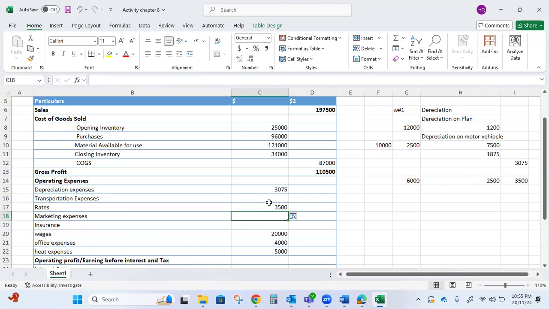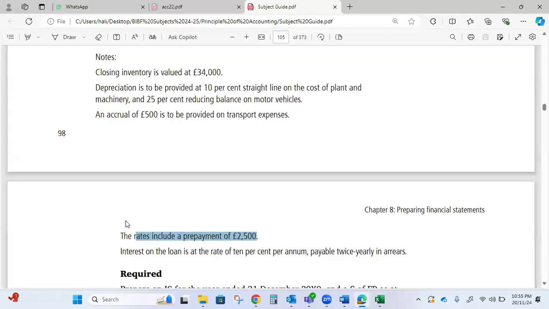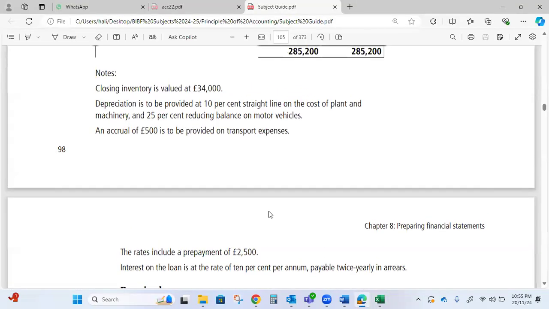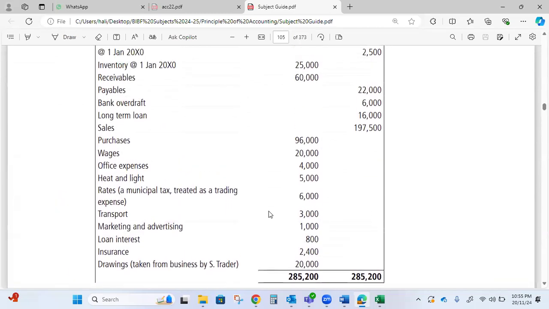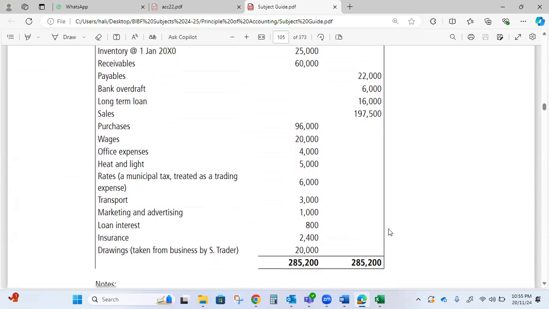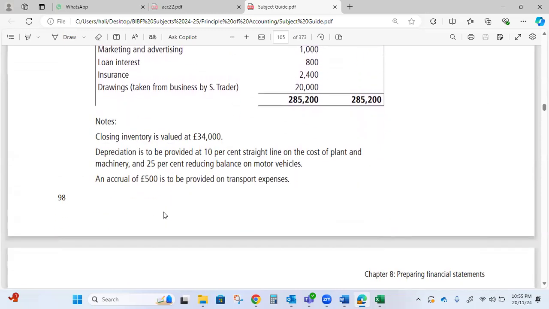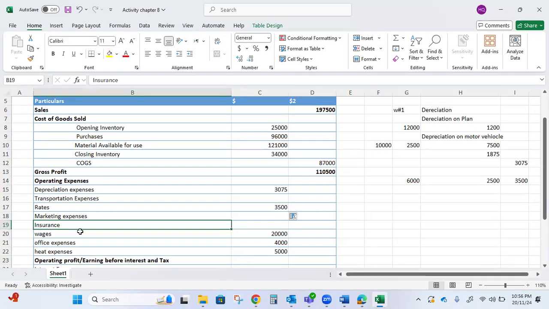Now, two or three more expenses are left to be categorized: transportation, insurance, and let's see. Okay, moving back to the trial balance again one more time. It's transportation expense 3,000. But remember, there is accrual of transportation in the adjustment. Let's see how much adjustment is there. 500 pounds is to be provided on transportation expense. Accrual means this is still payable. So it means we have to adjust this transportation expense.